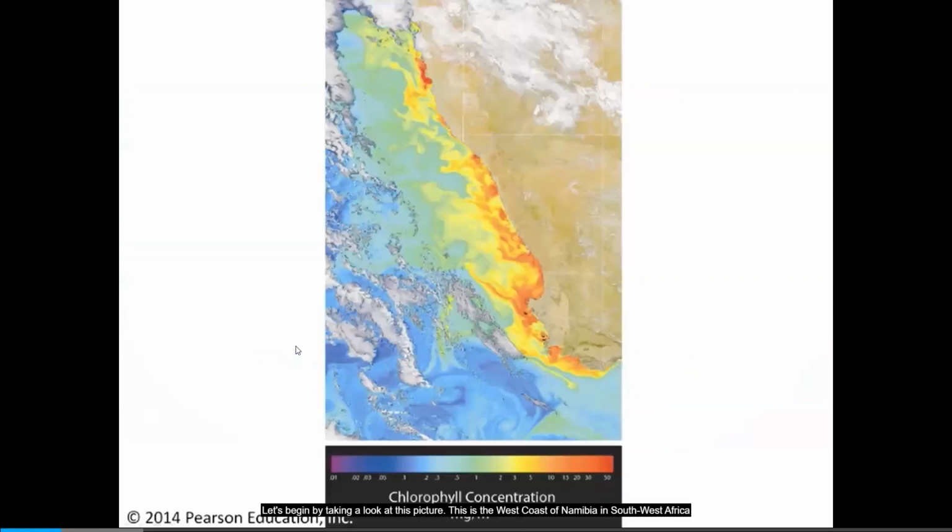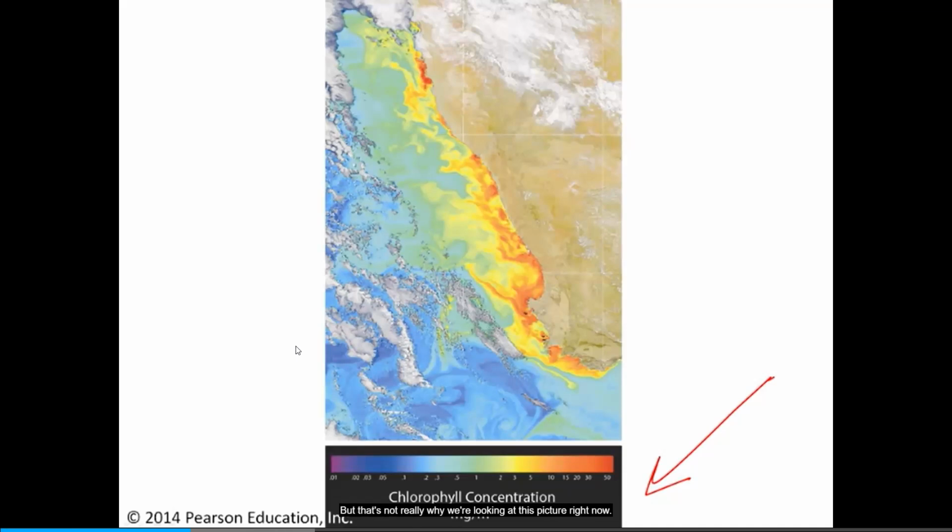Let's begin by taking a look at this picture. This is the west coast of Namibia in Southwest Africa. And you can see here chlorophyll. This has been spotted by a satellite. So the chlorophyll concentration shown down on the bottom is basically greater if you have a warm color like orange or red, and less if you have a cold color like blue. There's definitely some plankton that are having a good time here. They are photosynthesizing, which is increasing the chlorophyll concentration.